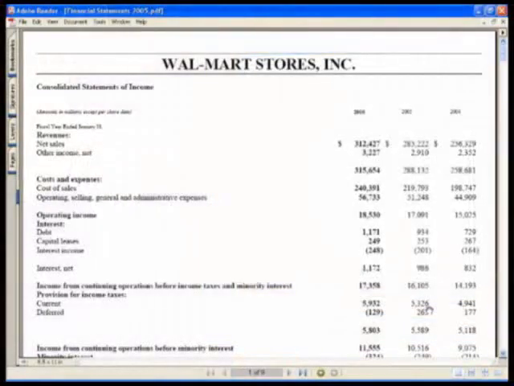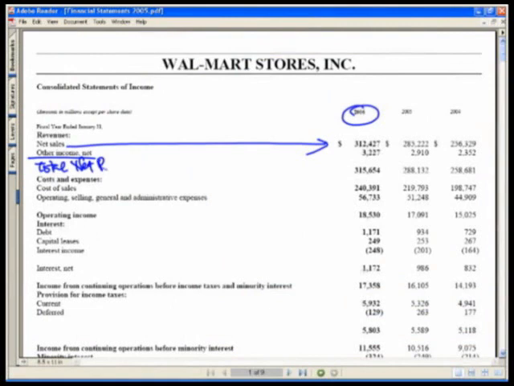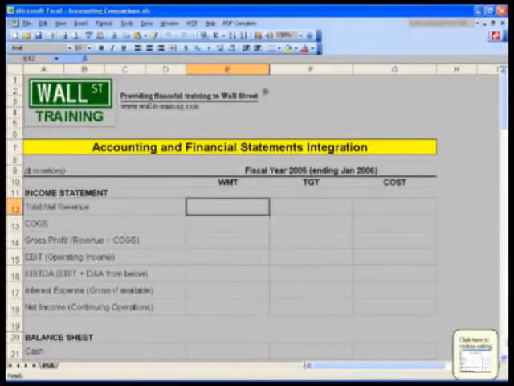Let's take a look at Walmart. A common error here is for the last year that we want, the latest year, revenues. Many people sometimes accidentally take the sales number. We actually want to include, as we've said many times in our instructions, total net revenue. Therefore, the actual number you want is 315,654. So let's go ahead and input that number into our financials.